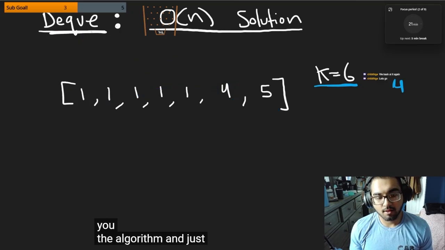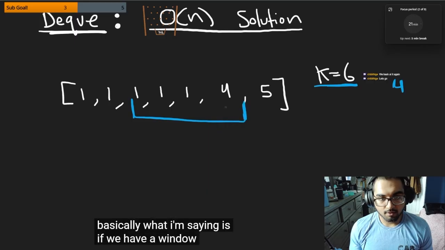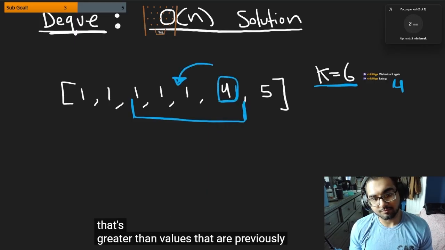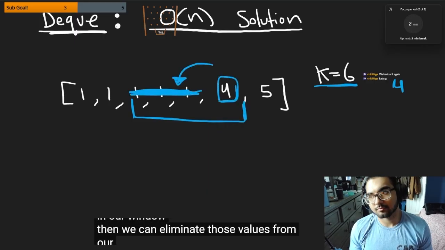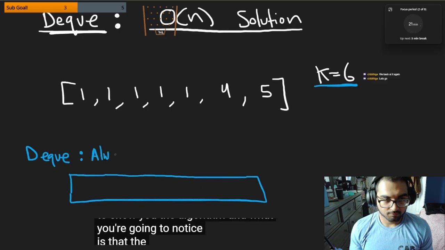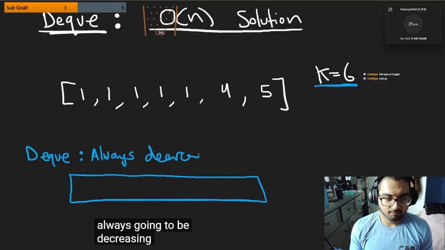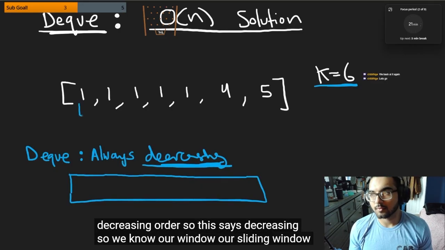And I'm going to show you the algorithm. Just to repeat myself, basically what I'm saying is if we have a window and we see a value that's greater than values that are previously in our window, then we can eliminate those values from our window. And what you're going to notice is that the values in our deck are always going to be in decreasing order. So this is decreasing. We know our sliding window is initially size 6, right?